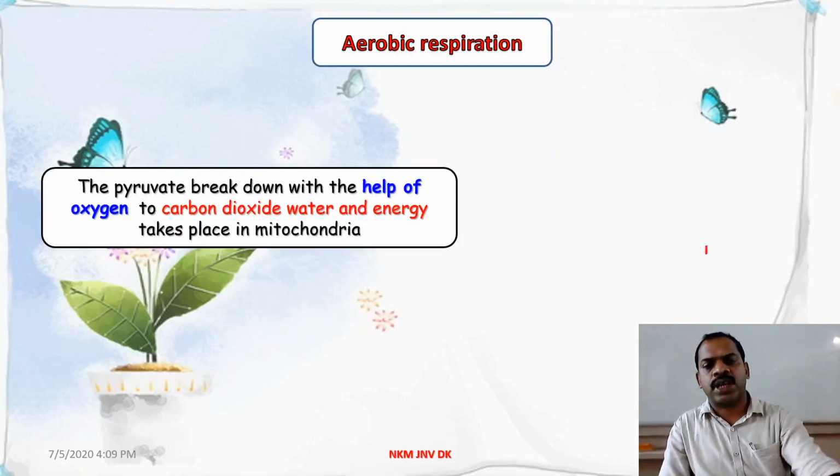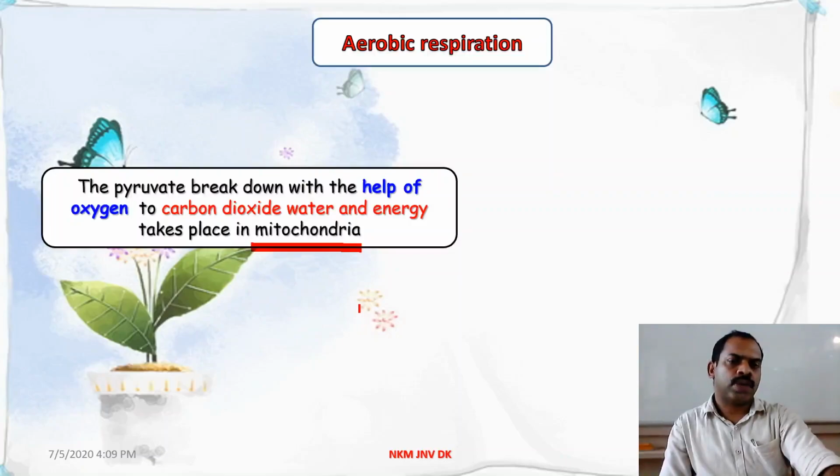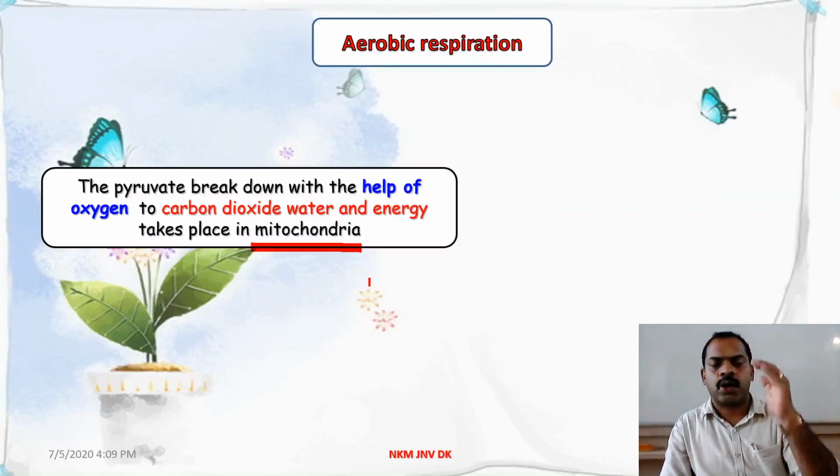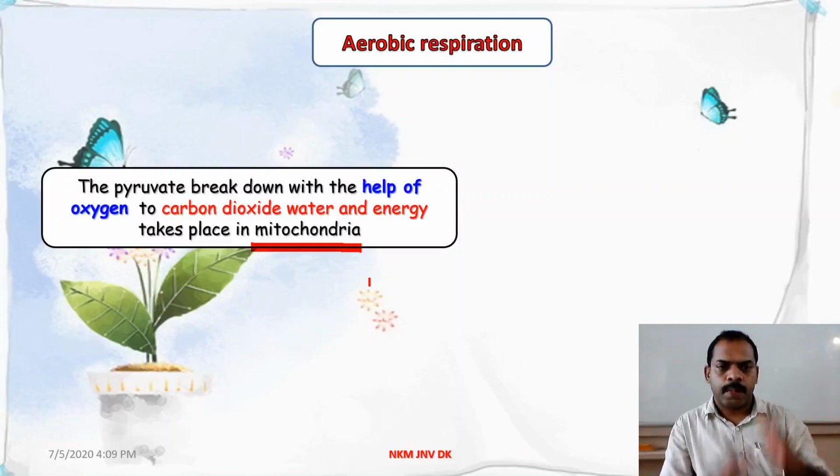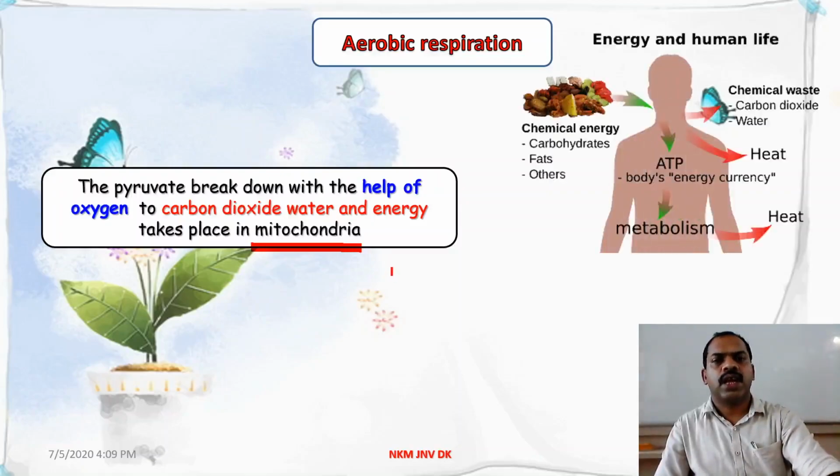Another very important area is where it is taking place. It is taking place in the mitochondria. We studied about mitochondria. Mitochondria are known as the powerhouse of the cell because they can produce energy, store the energy and distribute the energy. This is how they produce the energy. Which way? Pyruvic acid is broken down with the help of oxygen into carbon dioxide and water and energy. This is called aerobic respiration.